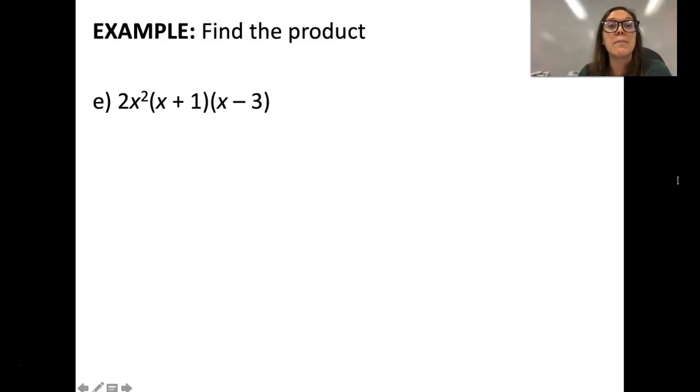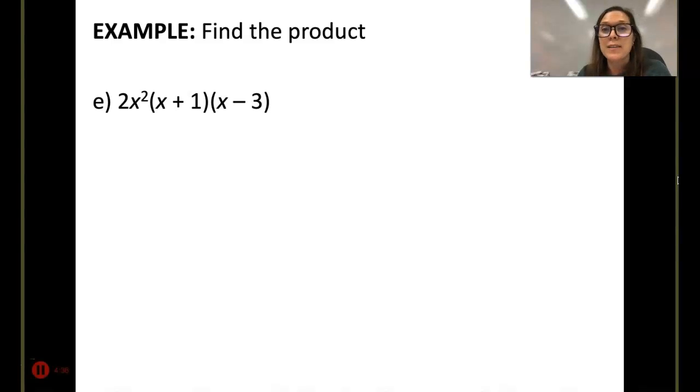Ooh, here we have a monomial times a binomial times a binomial. Ooh, this is starting to get me excited here. Now we're going to get into the hard stuff. Okay, so if this were me, I personally would eliminate the binomial times the binomial first. You could technically distribute your 2x squared here and then multiply that new binomial by x minus 3, but the binomial multiplication is probably a little bit more complex than a monomial multiplication, so do the binomial first.